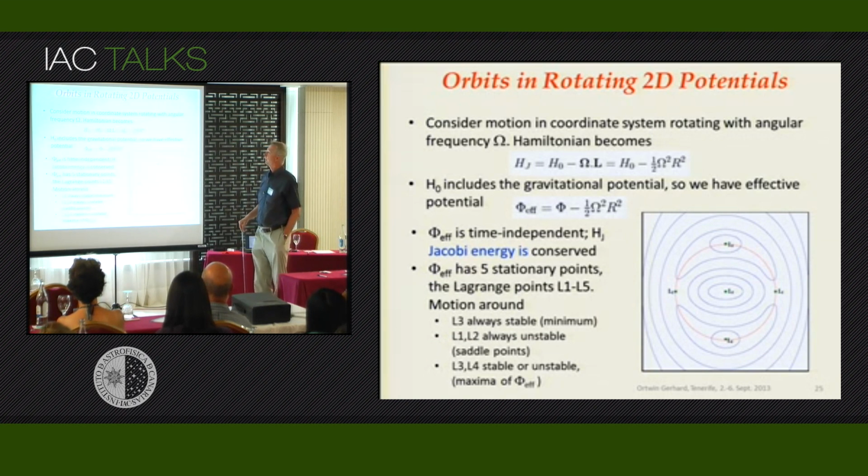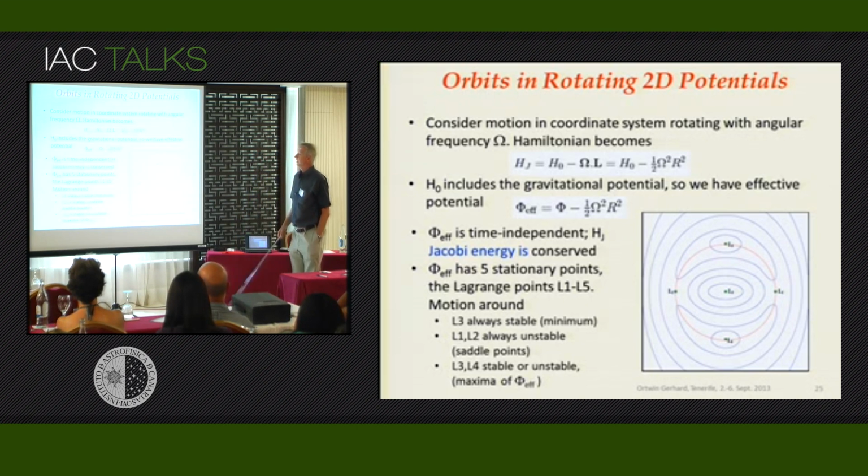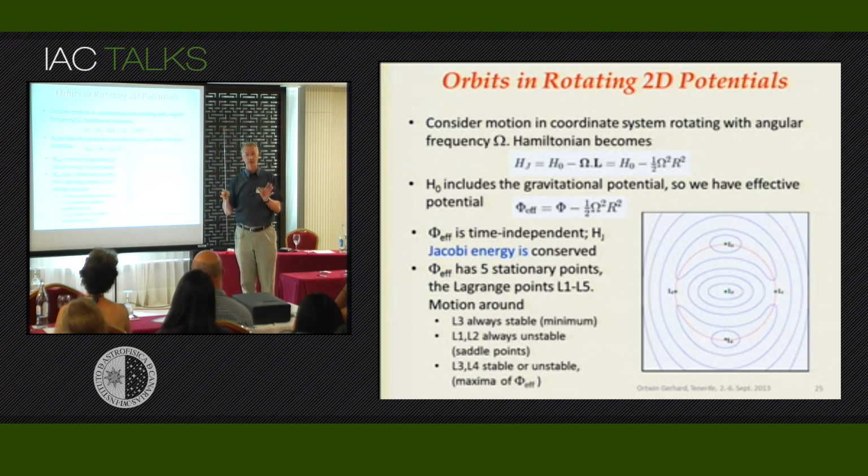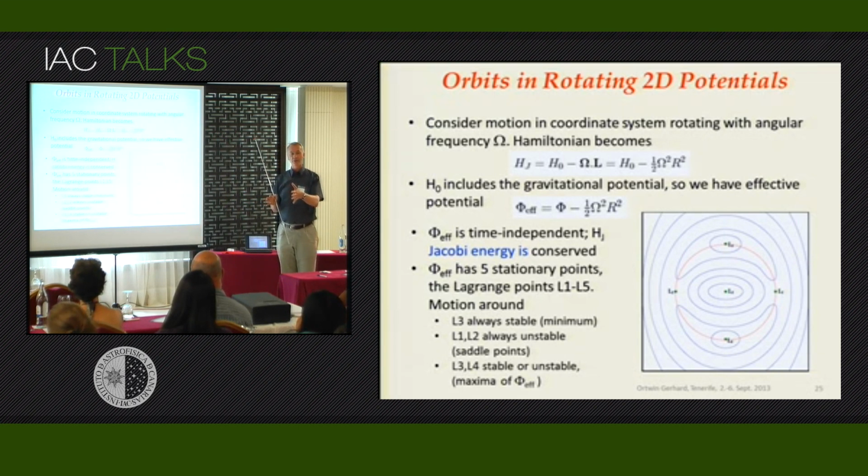So these are epicycles. Now let's say we go to a rotating potential. We know our galaxy has a rotating bar, and so it's interesting to understand orbits in rotating potentials. And again, let's start very simply. Consider now a motion in a coordinate system that's rotating with the bar. Why would you do this?